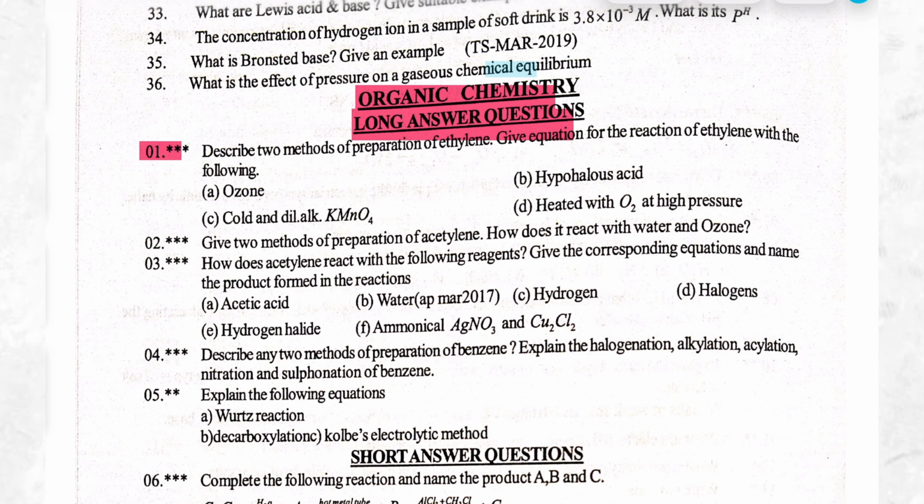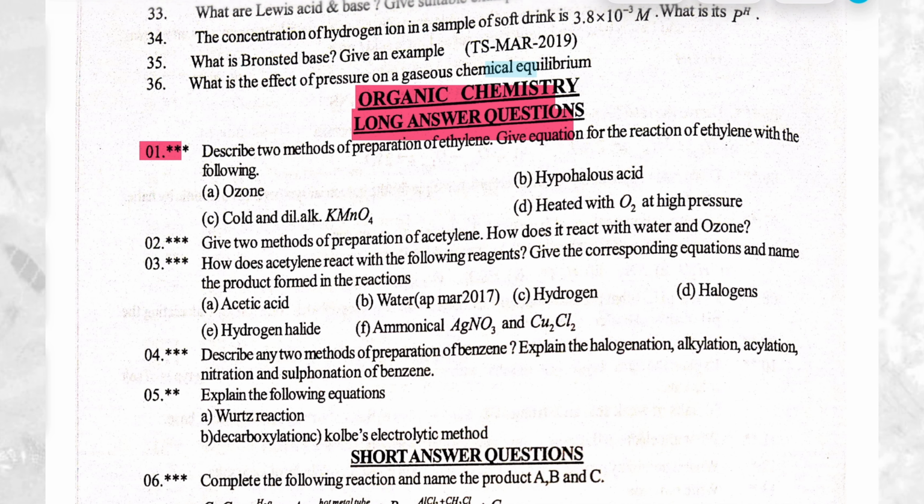What is the general question? First one: write any three preparations and three chemical properties of ethylene. The standard question from the ethylene topic. Second one: write any three preparations and three chemical properties of acetylene. This is a standard question. Last one: write any three preparations and three chemical properties of benzene. These are the standard questions from organic chemistry.